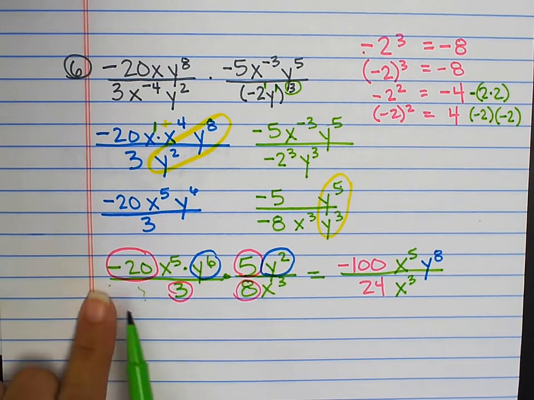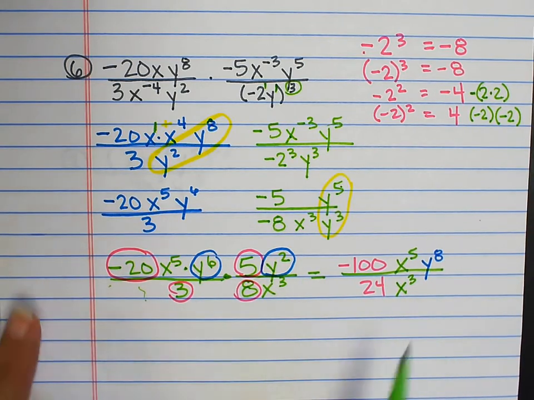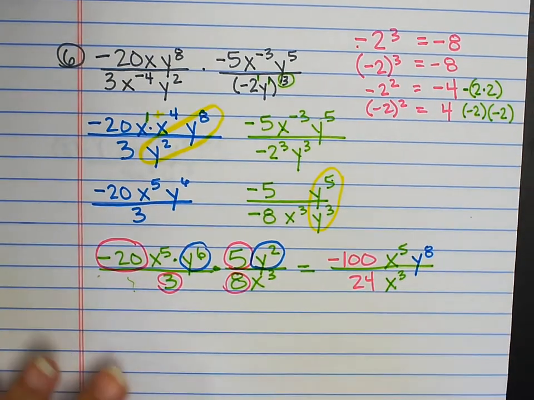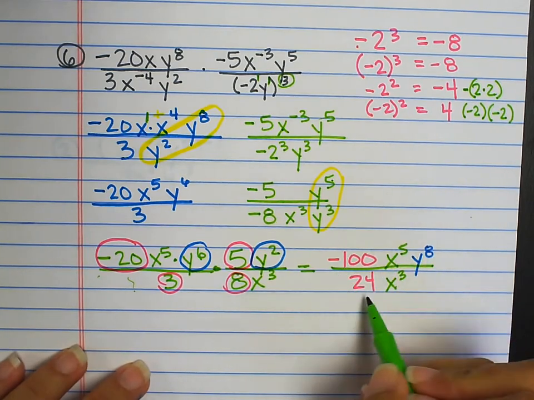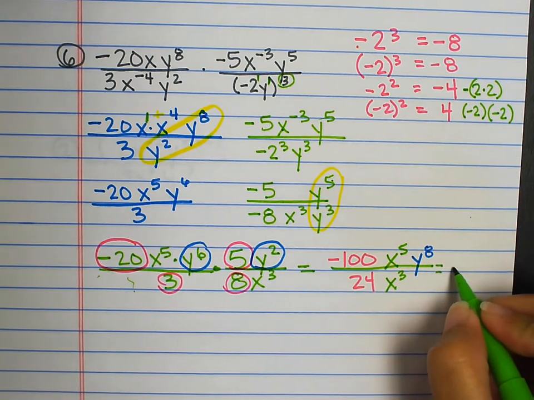So all I did, when you multiply fractions, you multiply top times top, bottom times bottom. So I did that step. My final step is going to be simplify anything in here that I can. Negative 100 divided by 24 is going to reduce to negative 25 over 6.